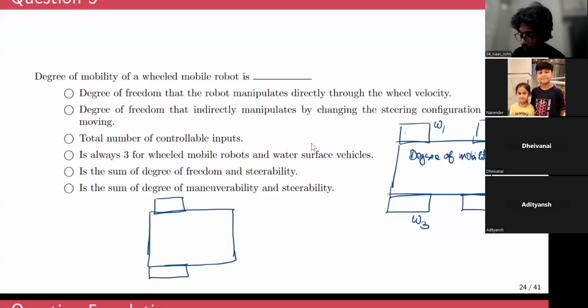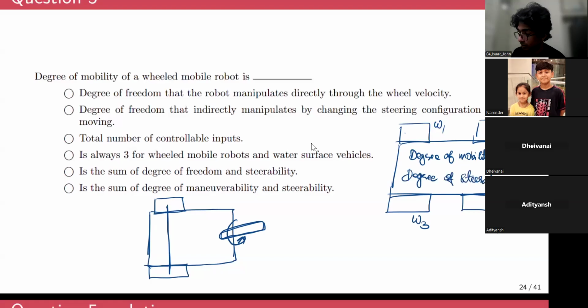It has 2 wheels, but they are coupled by an axle, right? And it'll have a front wheel that can basically steer. So what is the degree of mobility of an auto rickshaw or a tricycle sort of a vehicle? What is the degree of steerability of the earlier example? The degree of steerability of this, 4 independent input robot?